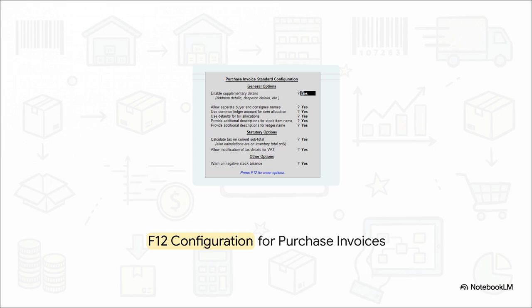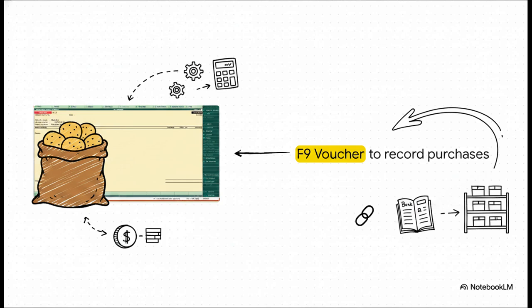disastrous data entry errors. When you're actually using that F9 purchase voucher, say to buy potatoes, you just select the party account as the bank account, route it to the purchase ledger, and select the item. Once you punch in the quantity and the rate, Tally does all the heavy lifting on the math. It's clean, it's fast, and it links your financial accounts directly to your physical stock.